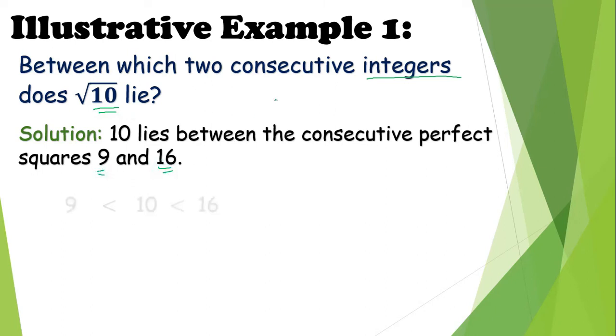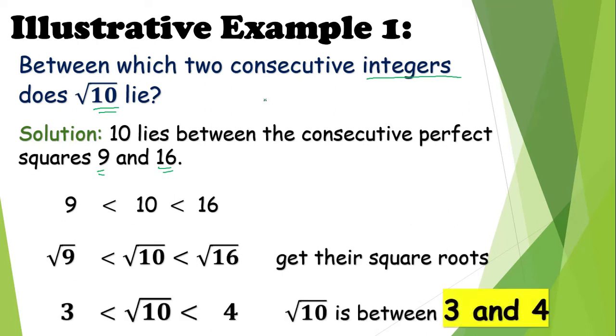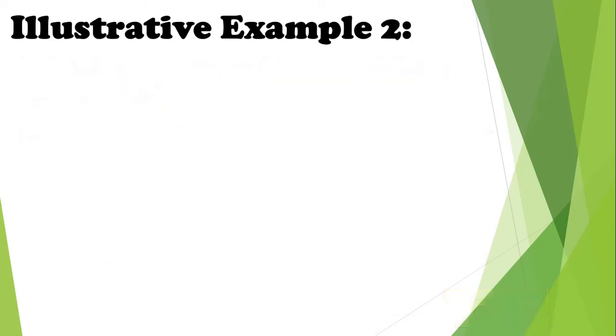So, 9 is less than 10 and 10 is less than 16. And get their square roots. So, that's the process. We will have 3 less than square root of 10 and square root of 10 is less than 4. So, square root of 10 is between 3 and 4. So, ganun lang kasimple. Let's have the example number 2.